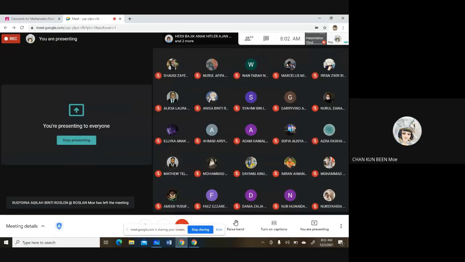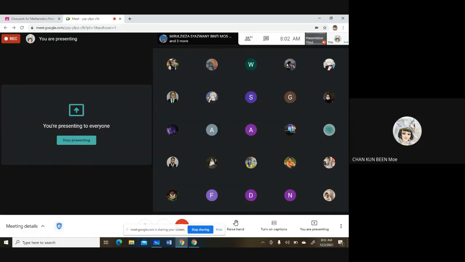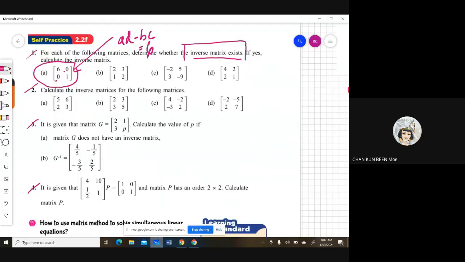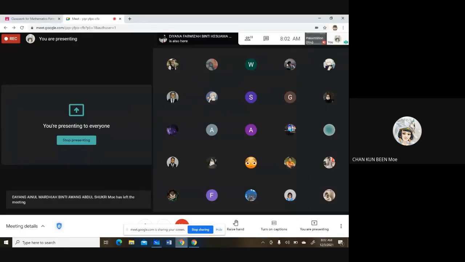Now I change to other people. Ashad, are you there? Yes, madam. Ashad, when the determinant is 6, is there an inverse matrix? Yes, madam. Yes, thank you. So the inverse matrix only doesn't exist when the determinant is equal to 0. For this one, if the inverse matrix exists, then you have to look for the inverse matrix. Okay, next person.